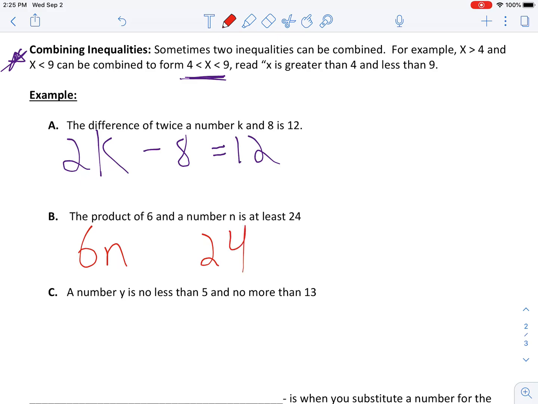So when you say at least, it could be 24, it could be 25, it could be 26, it could be 100. It has to be at a minimum 24. At least includes the value. It could be 24 at the very minimum, but it must be also greater than 24. So that's why it is a less than or equal to symbol there. Okay?